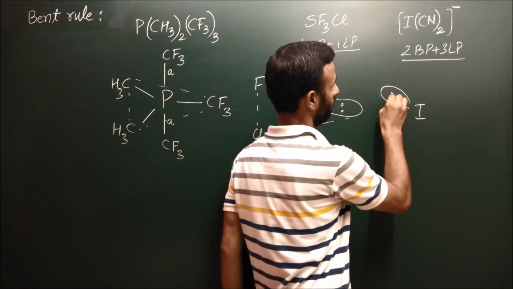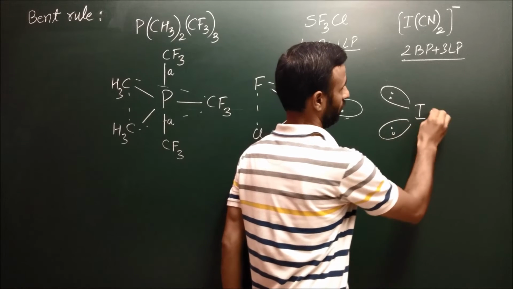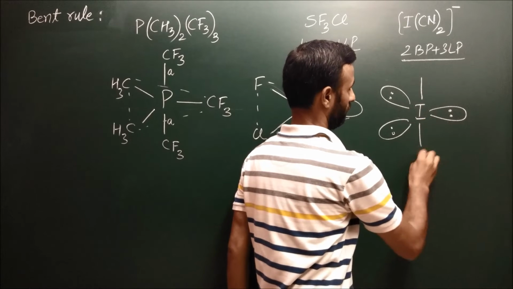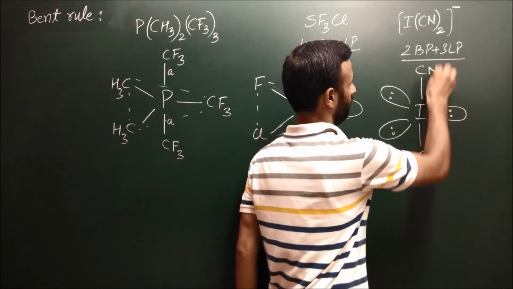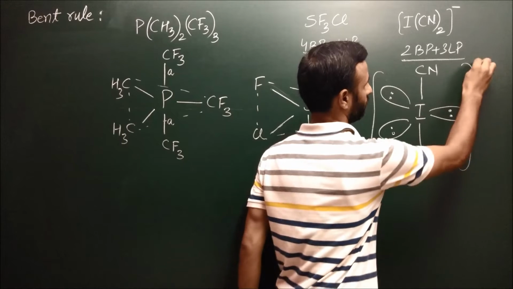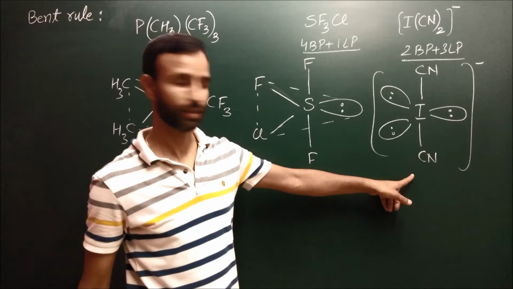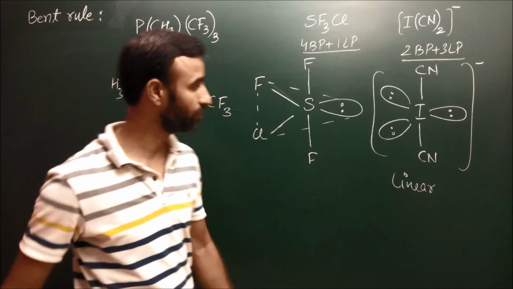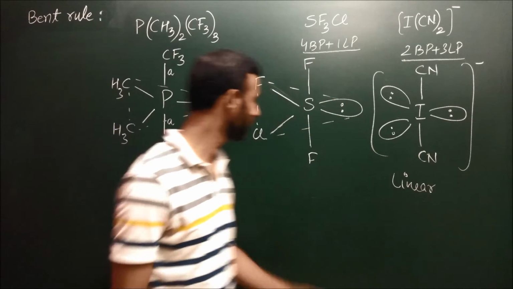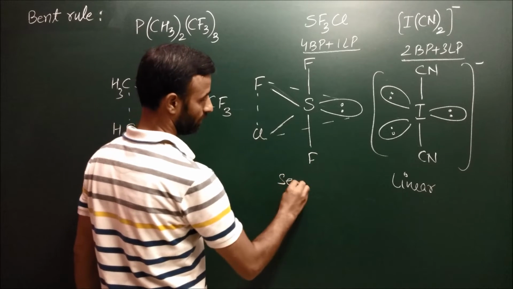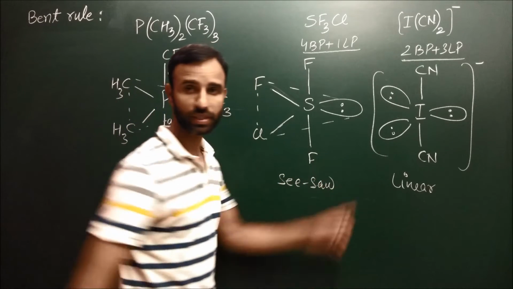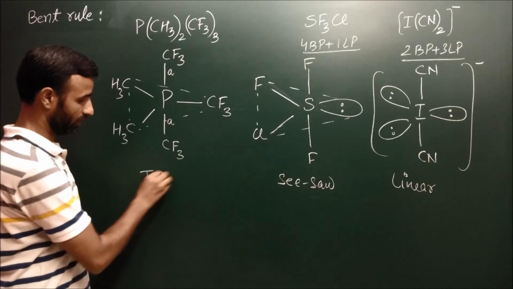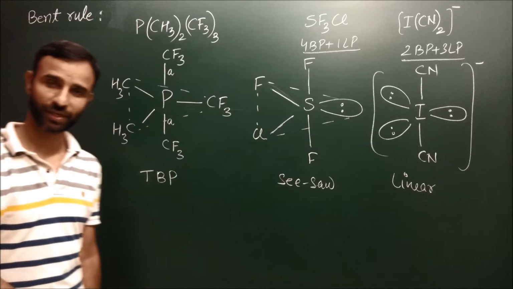So lone pairs are on equatorial position, and see here. So this is linear because of symmetrical arrangement of lone pairs. This one is seesaw due to the presence of one lone pair, and this is simply trigonal bipyramidal.